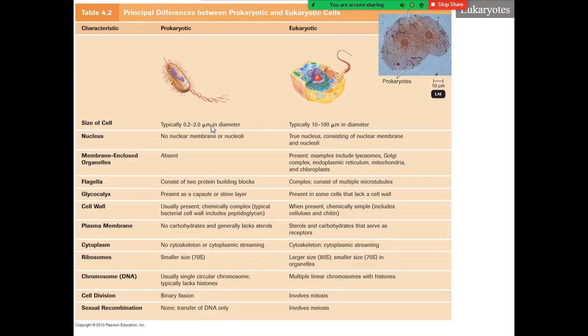Cell division, prokaryotic cells mainly divide by binary fission, and eukaryotic cells divide by mitosis. Sexual recombination, there's none in prokaryotic cells, but they can transfer DNA plasmids. And then sexual recombination occurs in meiosis in eukaryotic cells. Any question about any of that?